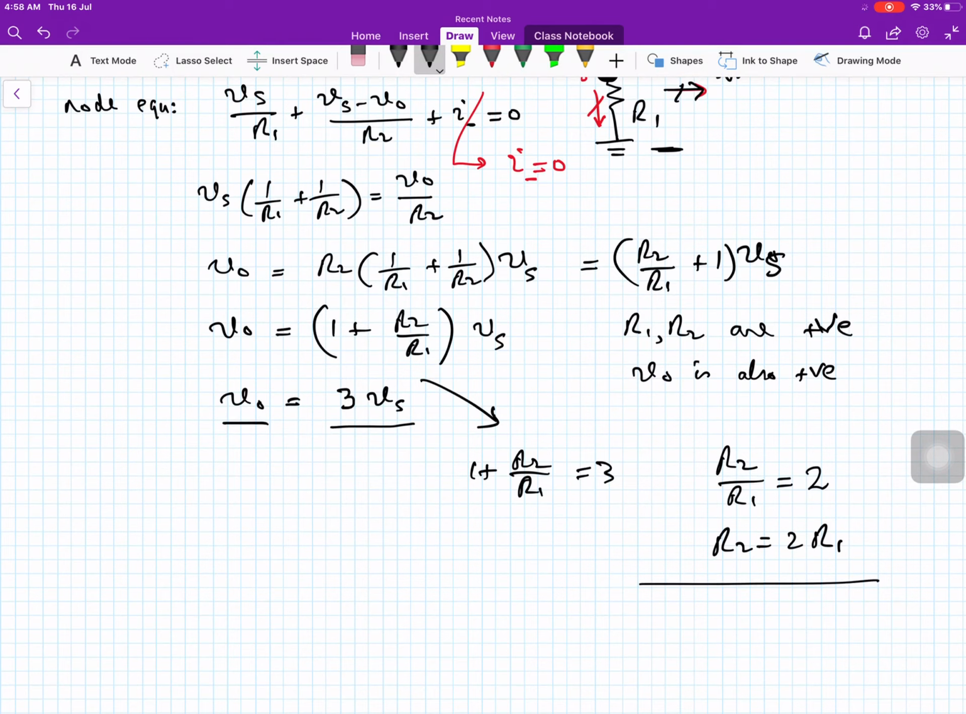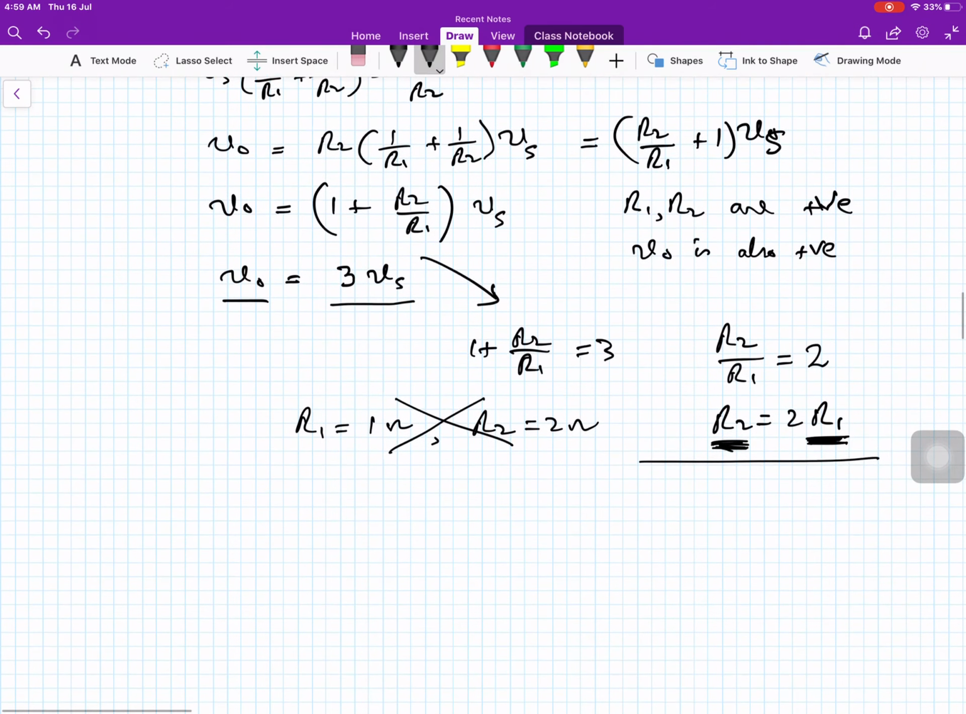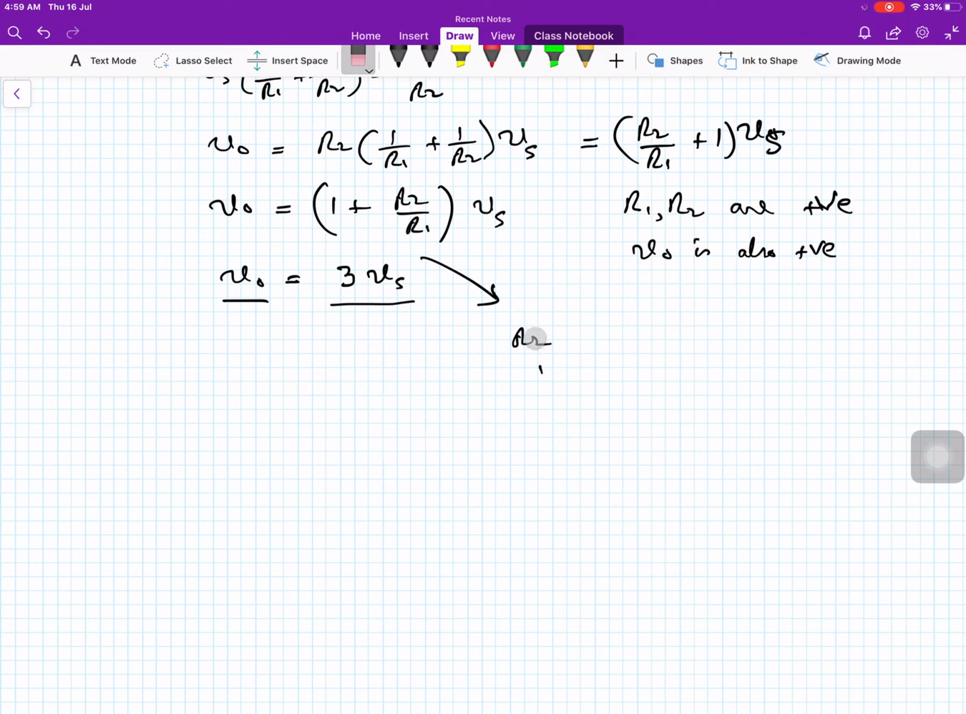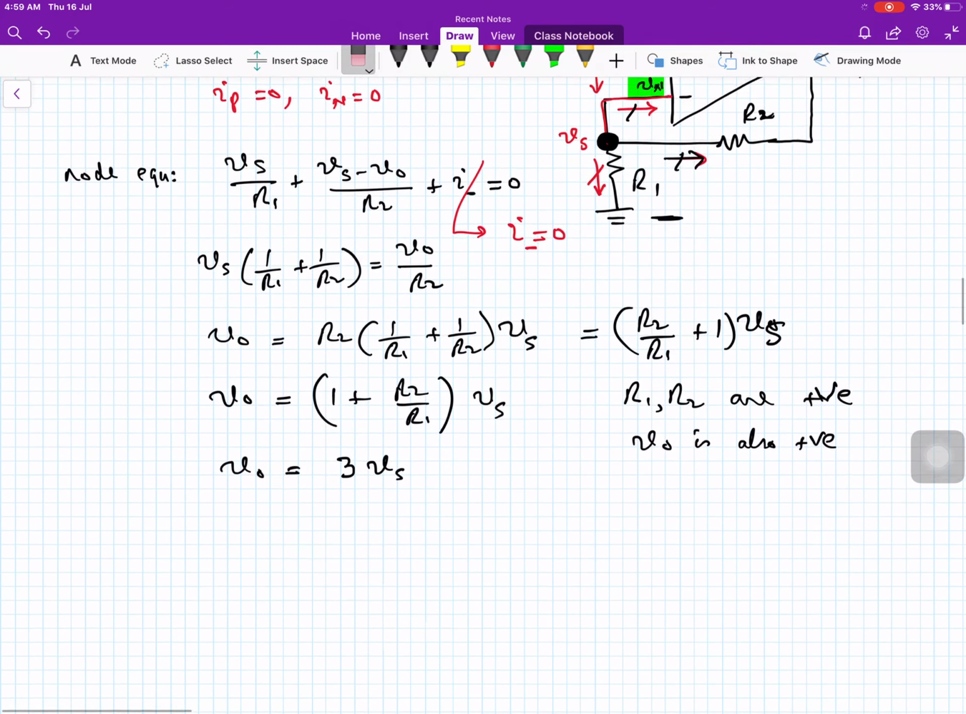Of course, there are some limitations on the values of R1 and R2. You can't say that R1 is 1 ohm and R2 is 2 ohm, with R2 being 2 times R1. These resistances can't be so low. Or R1 is 1 mega ohm and R2 is 2 mega ohm. This is also not a practical choice. So there is some limitation on the minimum and maximum values of R1 and R2. You will learn this in the following examples as well as in the following courses in electronics.